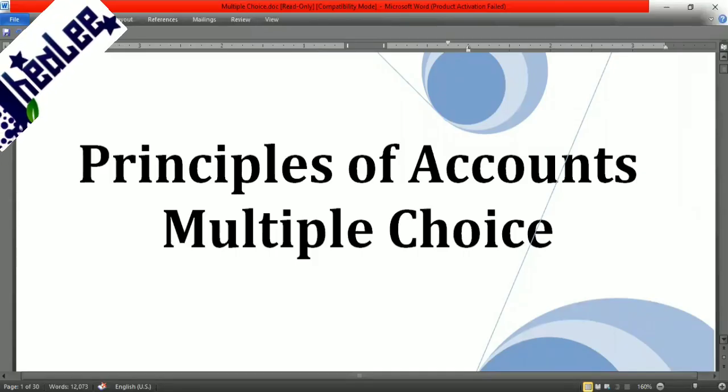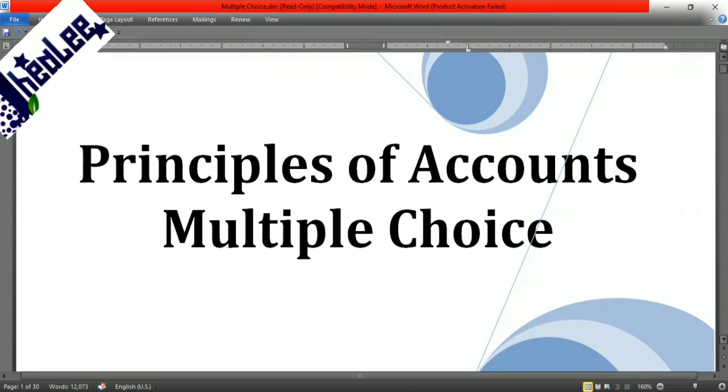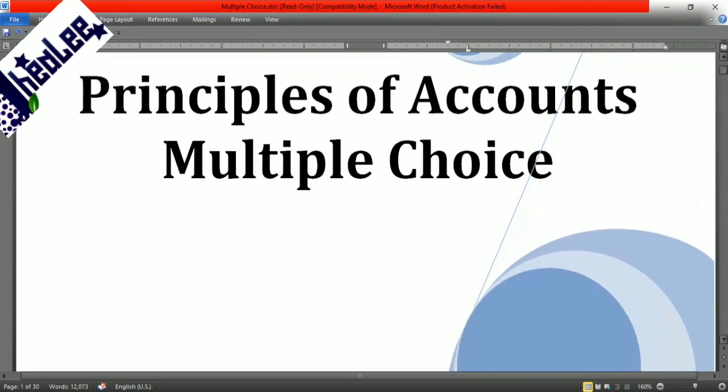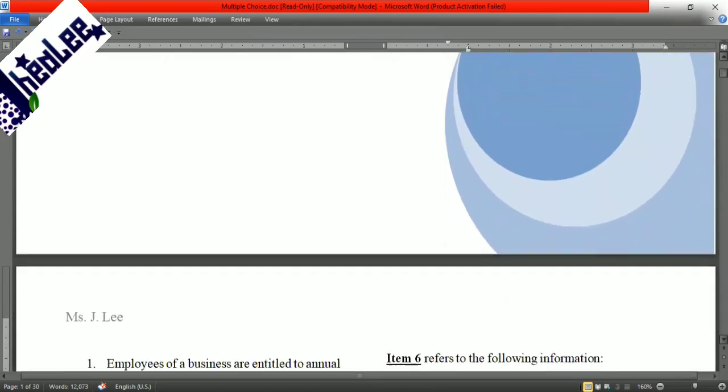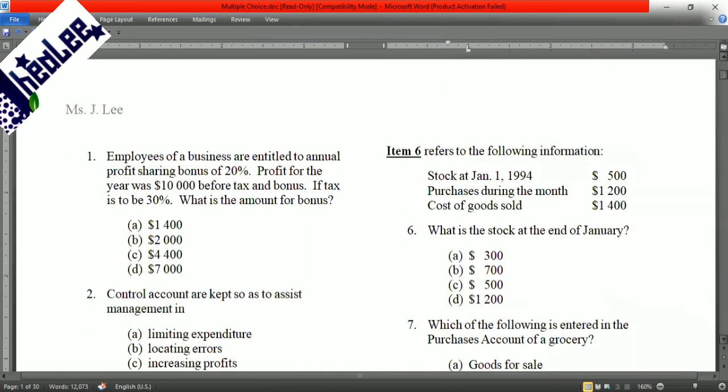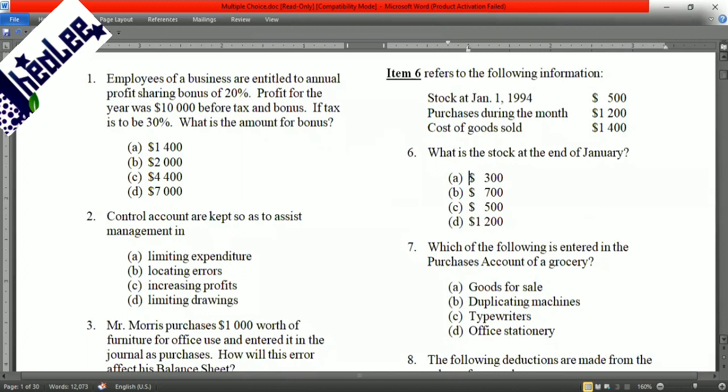For today's session, I'll be taking you through some Principles of Accounts multiple choice questions. And guess what? Just as with your Paper 2, those essay type questions, your multiple choice questions are just as important. So you would want to score a one on your Paper 1. And we begin with the first question.